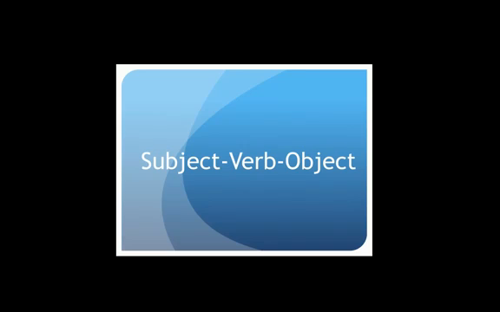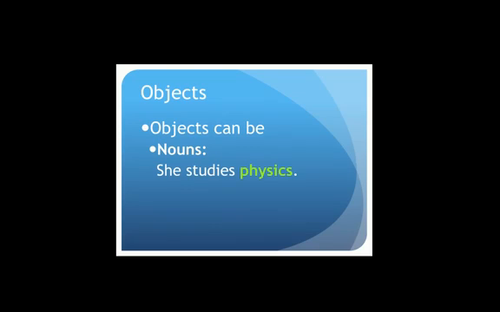Now, a lot of sentences use the subject-verb-object form, and objects can be nouns. She studies physics. Noun phrases like difficult classes, where difficult modifies classes. Could be a pronoun. She enjoys it. Can even be a gerund. She enjoys studying.